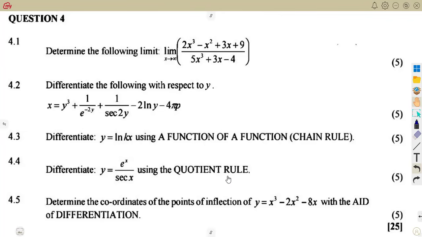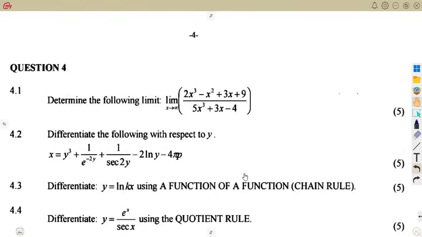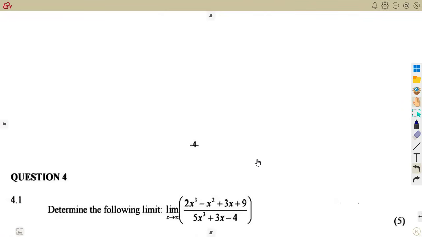You see. Question 4.1, we are given here to determine the following limit as x approaches infinity. Guys, this is an infinity that we are seeing there. Meaning if we substitute, this will be infinity over infinity. How can you simplify that? Can you factorize? Yes, you can try to factorize, but cube to the exponent of 3 is complicated. So what can we do?